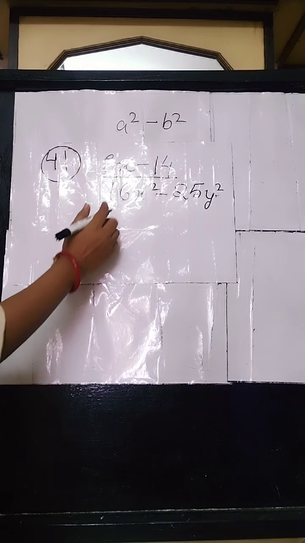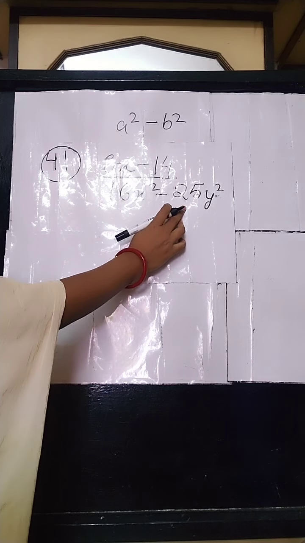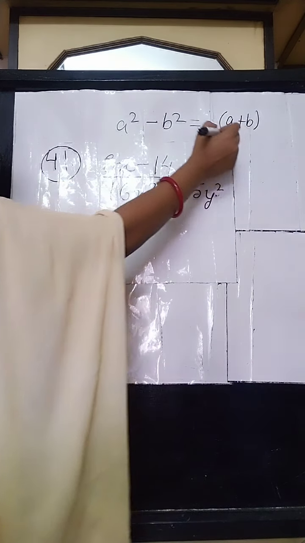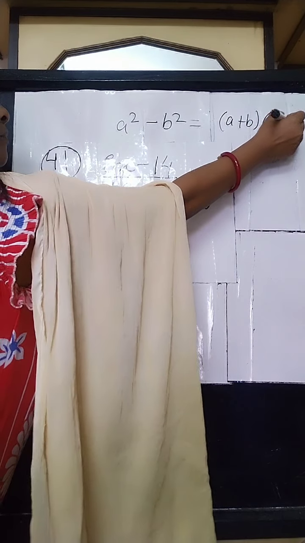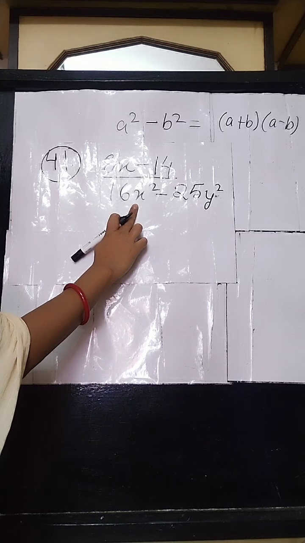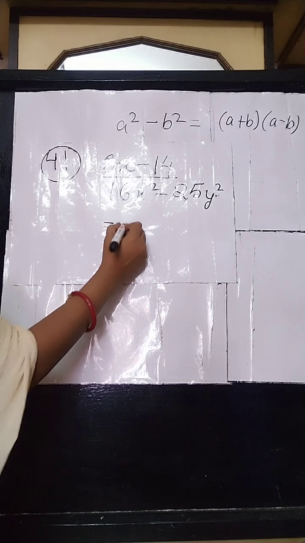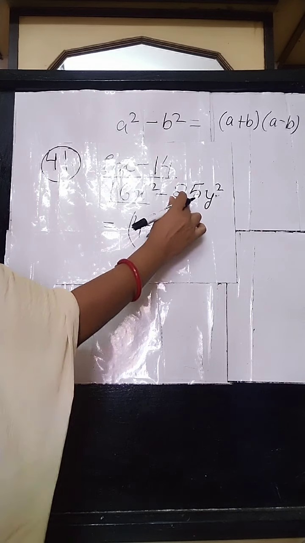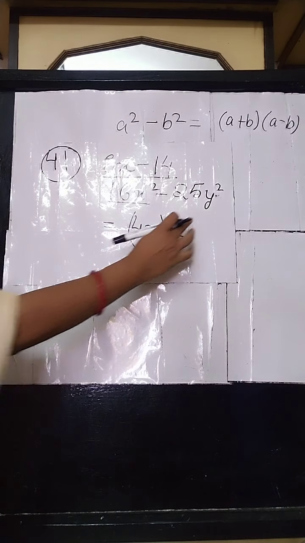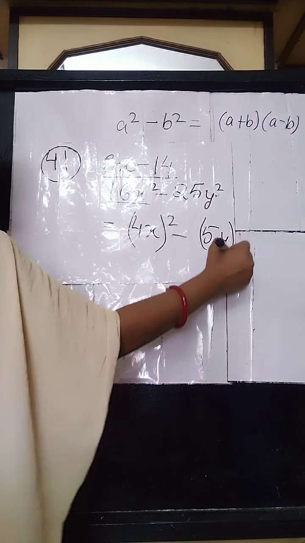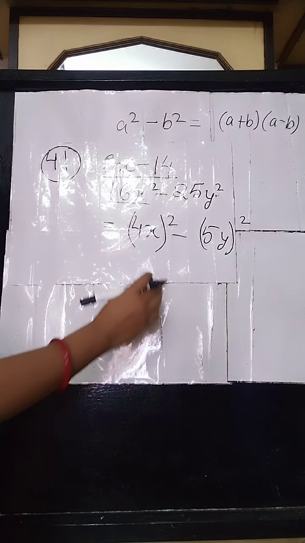So if we consider this as a and this as b, then we can easily write a plus b into a minus b, because a square minus b square is equal to a plus b into a minus b. So 16x square is considered as a square, and 16x square is the whole square of 4x, and 25y square is the whole square of 5y. So 4x whole square minus 5y whole square.